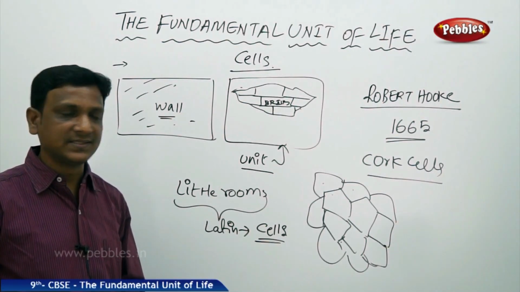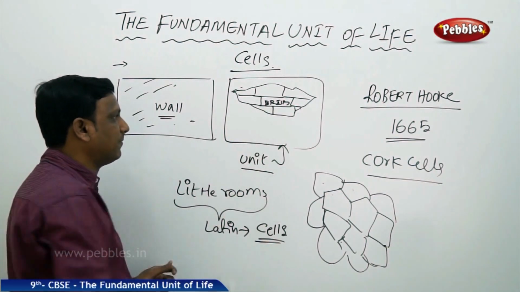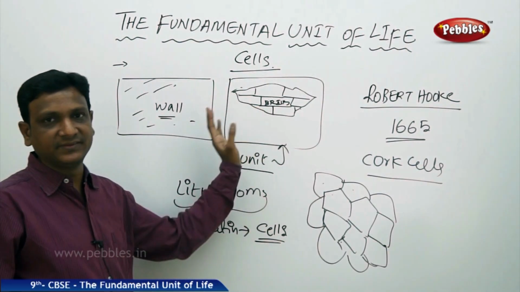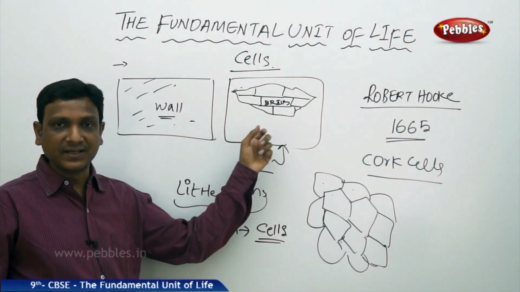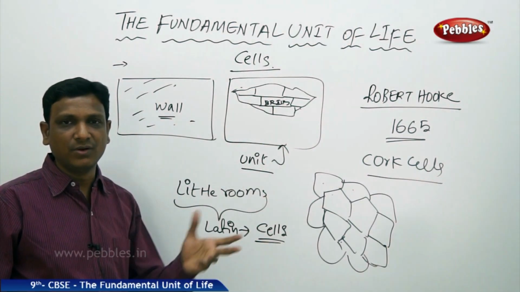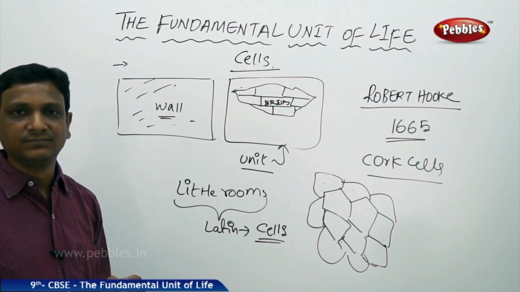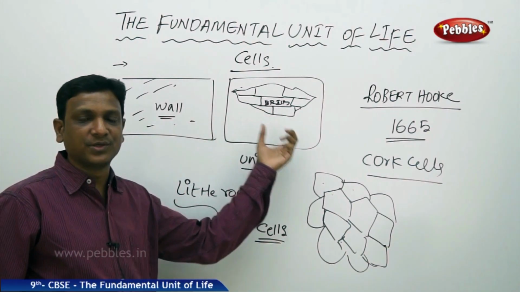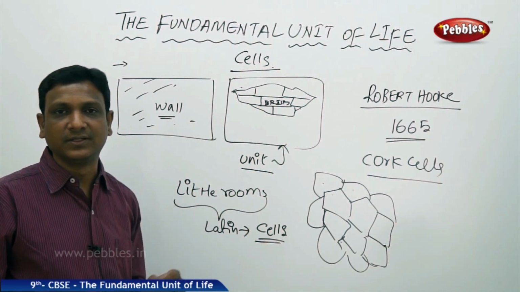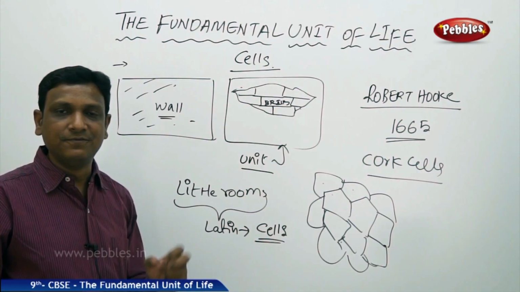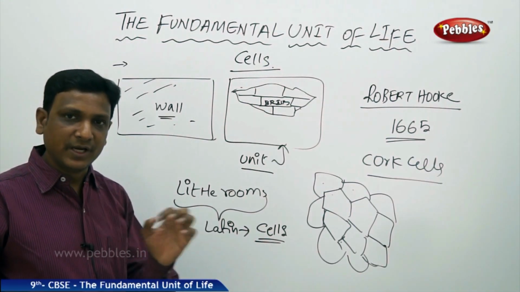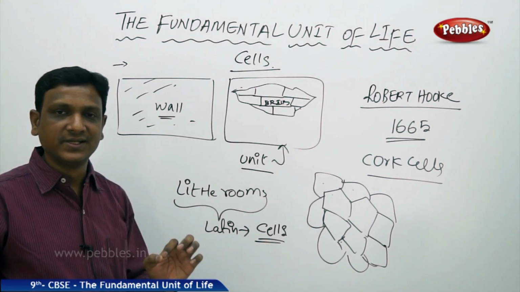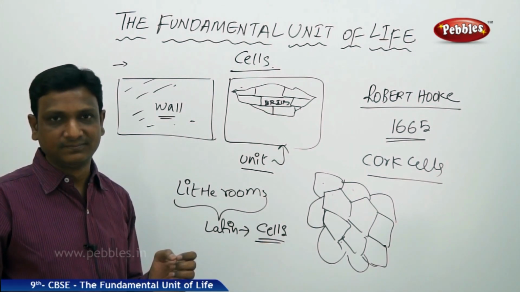And how are these cells? Say for example, in this wall, there are so many bricks. The bricks made up the wall. But are the bricks functional? No, they are not functional. They are just physically a part of the wall. But whereas if you see a living organism, either a plant or an animal, they are made up of cells, the fundamental units, and these units are functional.